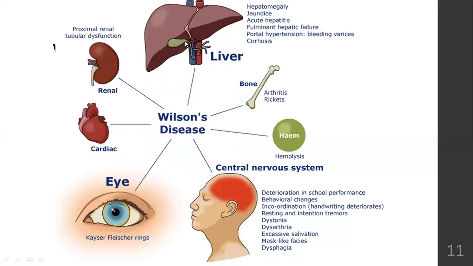Then you have Wilson's disease. It's just the opposite of Menkes. In Menkes, you are not able to absorb copper. Your body is not getting enough copper. In Wilson's, it's just the opposite. Too much copper. Copper toxicity.